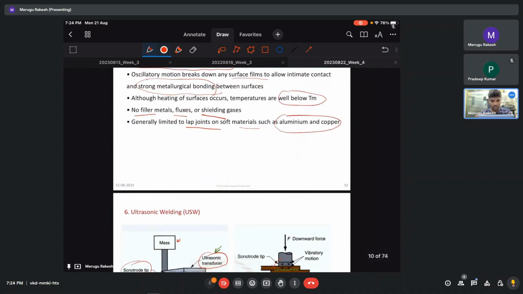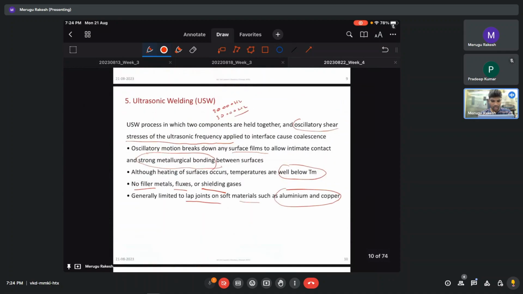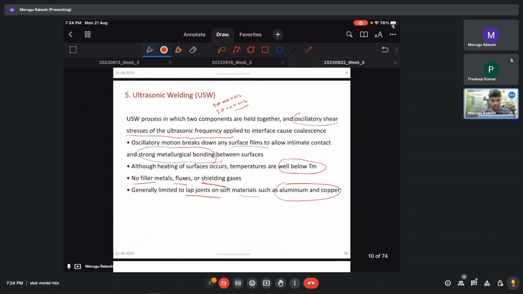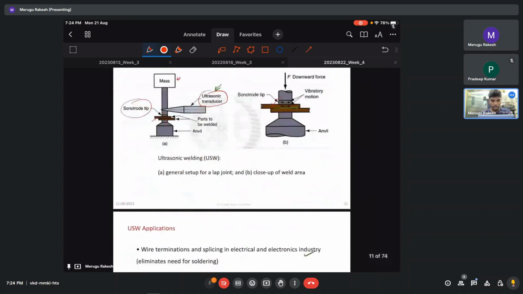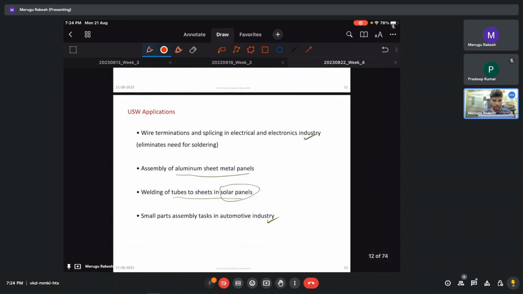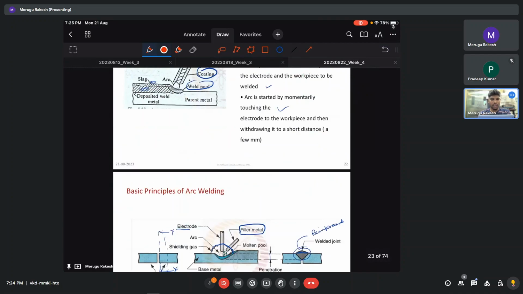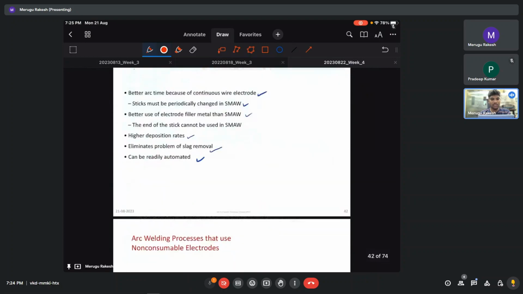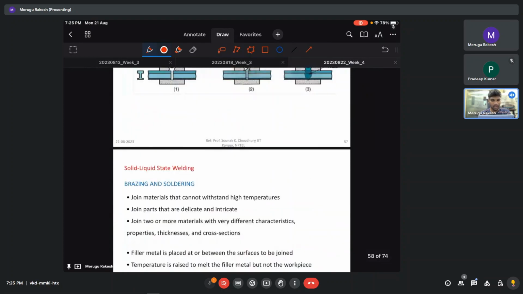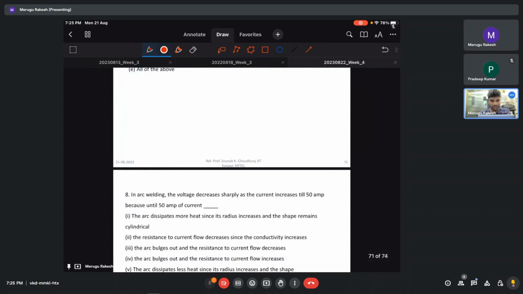Okay. So in ultrasonic welding only, welding of tubes to sheets in solar panels. This is the only main application in ultrasonic welding that I have mentioned. So the correct option will be solar panels, ultrasonic welding.